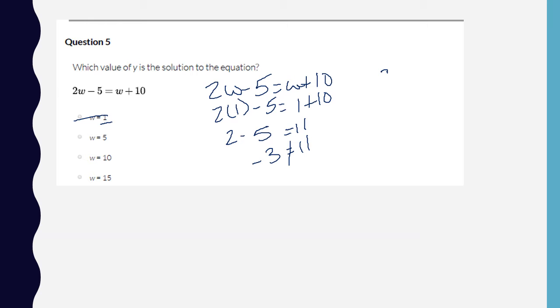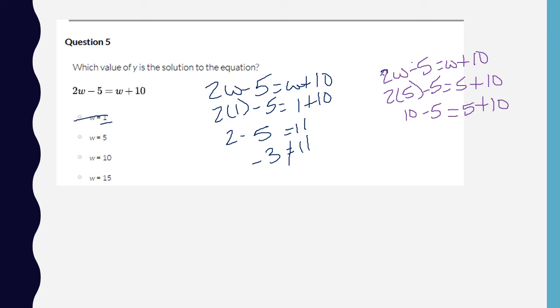Okay, then I have 2w minus 5 equals w plus 10. I can plug in our second value, which is 5. So 2 times 5 is 10 minus 5. So 10 minus 5 is 5. And 5 plus 10 is 15. So those are not equal. So that second one is not true either.